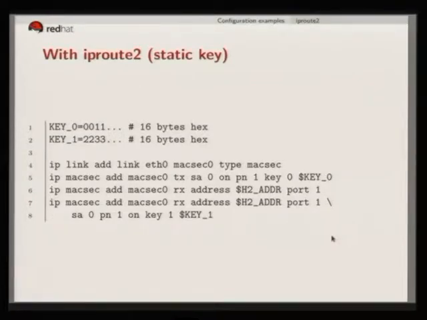You enable a key and a transmit association. And then for each machine that you expect to receive packets from, you need to set up a receive association, a receive channel, and a receive association with the key corresponding to that machine.